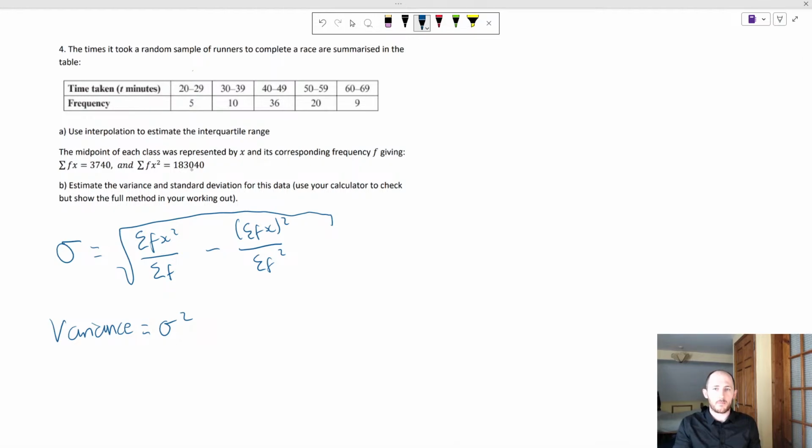You have to take the midpoint of each class and multiply it by f. For this one, add them all up. For the sum of fx squared, you take the midpoint squared and times it by f, add them all up. It's not f squared, and it's not the sum of fx all squared. It's the midpoint squared times f. So just keep that in mind. That's really, really important.